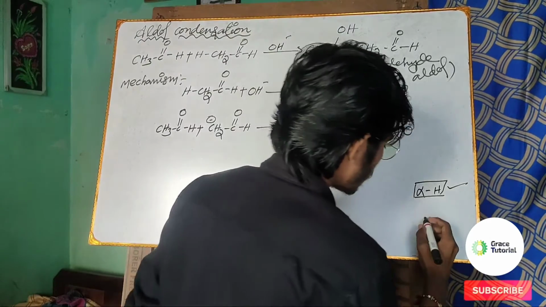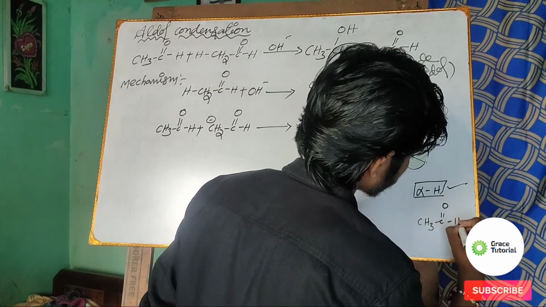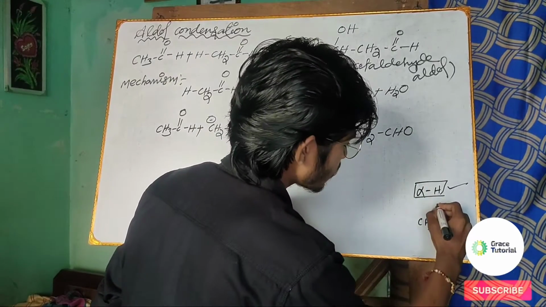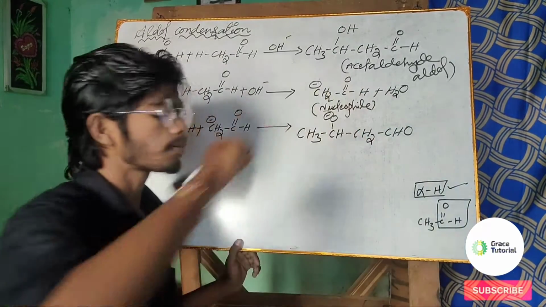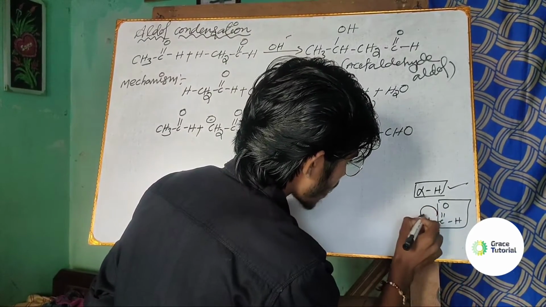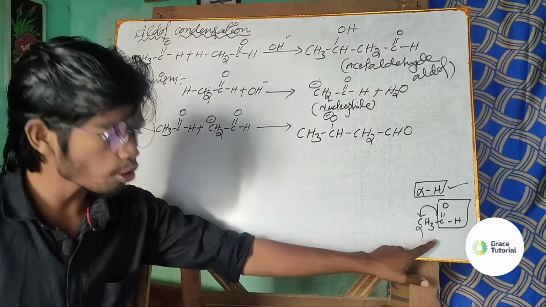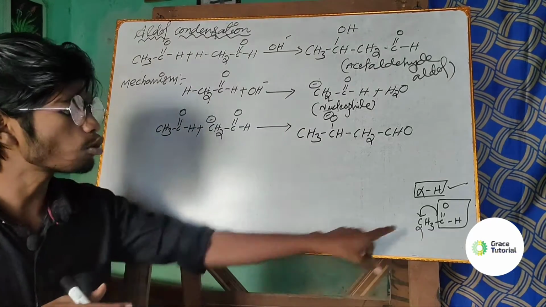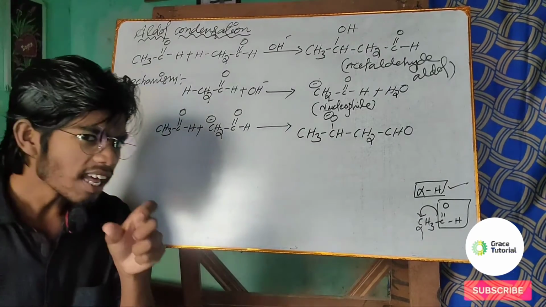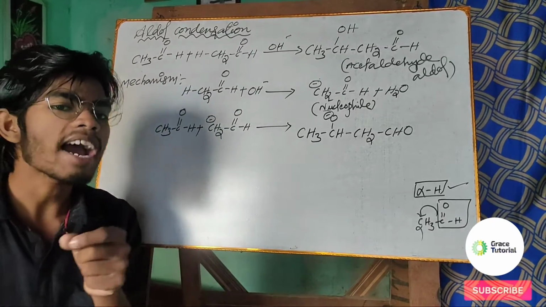So let me give you a clear idea. Suppose I have CH3CHO. Here I have written acetaldehyde. So what is the functional group here? CHO is the functional group, the aldehyde group. In this, the carbon which is attached to the functional group is known as alpha carbon. And these three hydrogens are attached to this alpha carbon. That's why these hydrogens are known as alpha hydrogens. So what is alpha hydrogen? The hydrogen which is attached to the alpha carbon. Those hydrogens are called the alpha hydrogens.